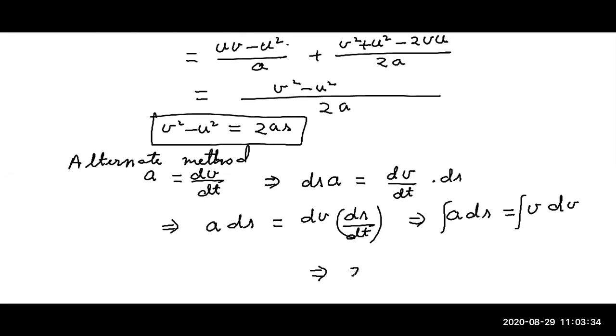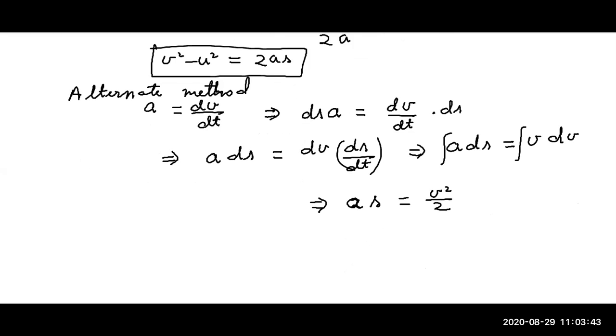this becomes a s, and here it becomes v square by 2, and you can put the limit. Suppose initial velocity was u and final is v. You can put it like this. So we can write it as v square minus u square by 2.